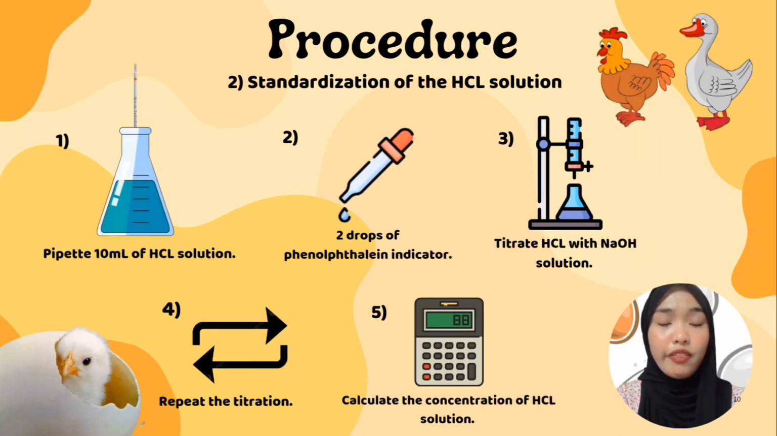Next, the procedure of standardization of the hydrochloric acid solution begins with pipetting 10 ml of the hydrochloric acid solution into a conical flask and adding 2 drops of phenolphthalein indicator.